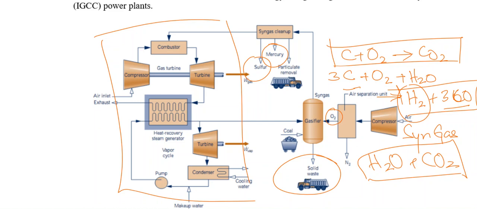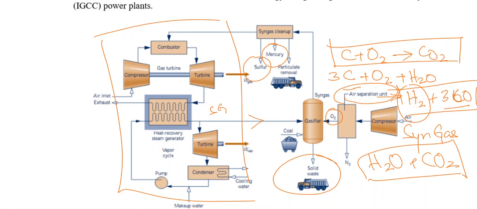The oxygen in the air is separated from the nitrogen in an air separating unit, and obviously this air is moved into the air separating unit with the help of a compressor. The outside air is compressed in a compressor and then passed into the air separating unit. And obviously there is H2O, which is required in the form of steam, and that is supplied from the HRSG or the steam generator over here. So this is the process.